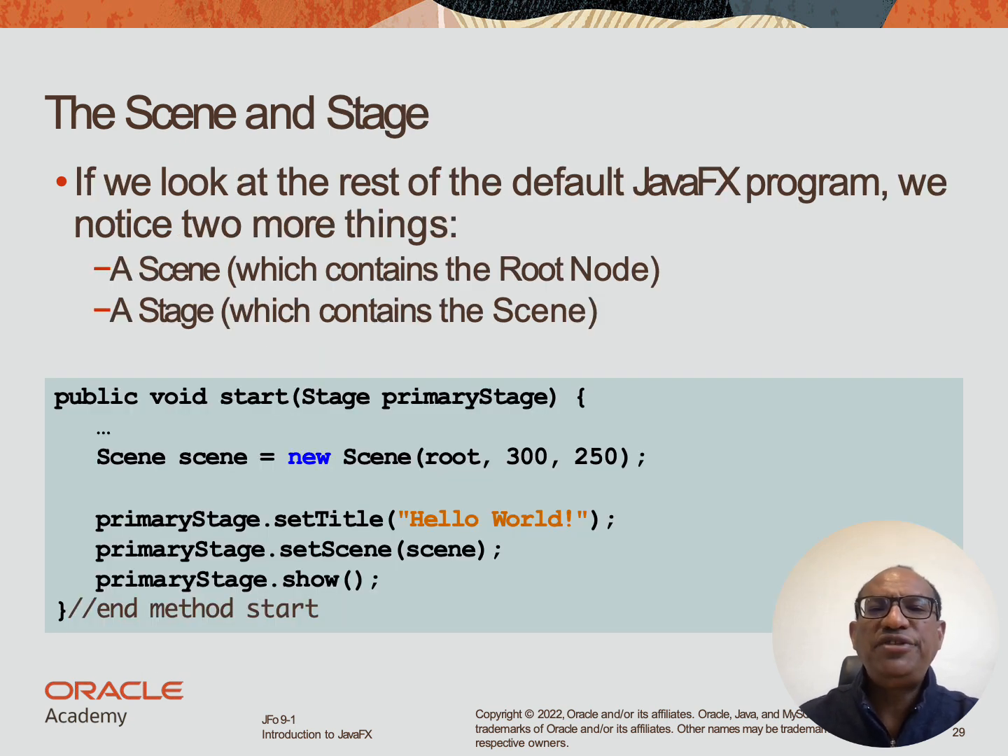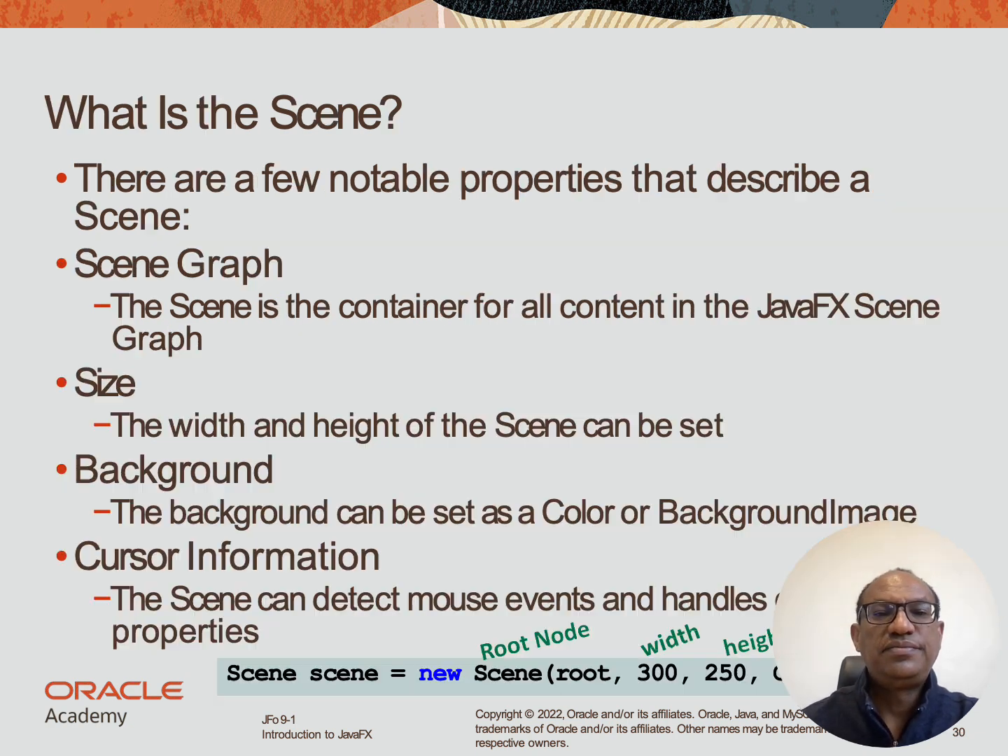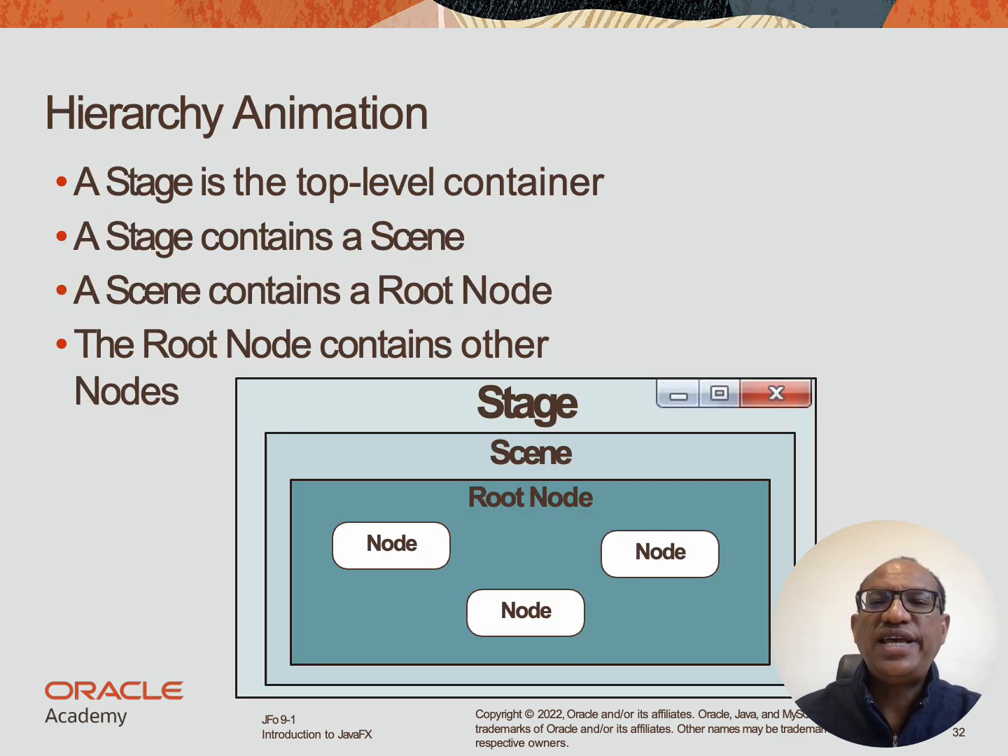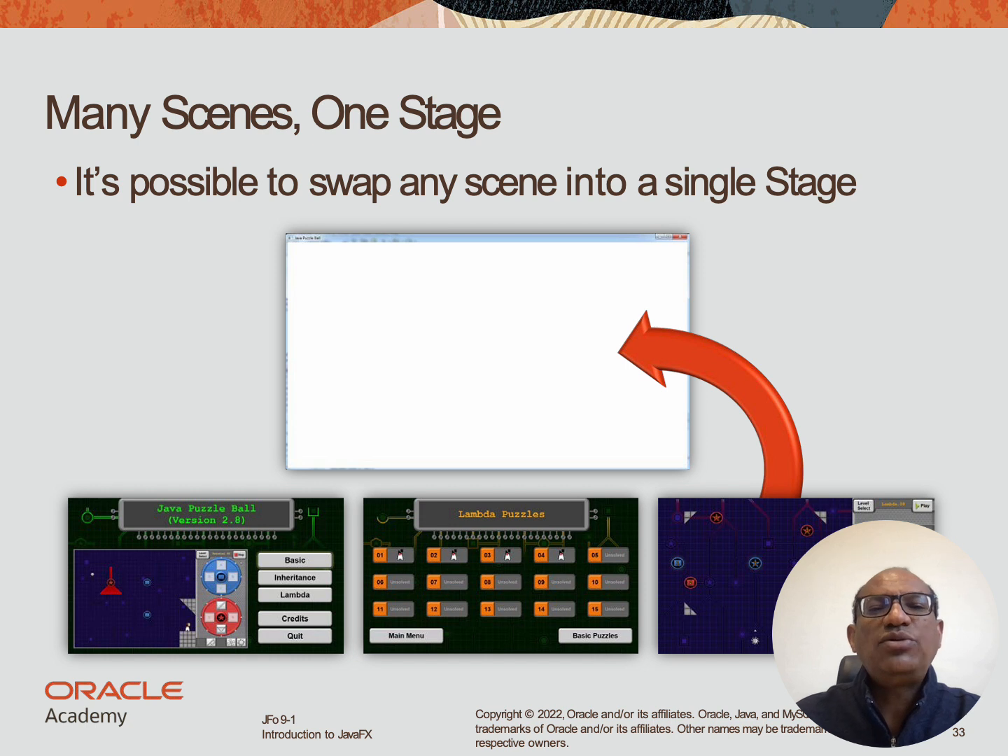The scene holds everything you want to display, and the stage is the window. You can also set things like scene size, background color or image, cursor behavior. The stage can hold one scene at a time. This slide shows how the stage, scene, root node and individual nodes are related. You can swap scenes in and out of the same stage. primaryStage.setScene scene1, and later on, primaryStage.setScene scene2.